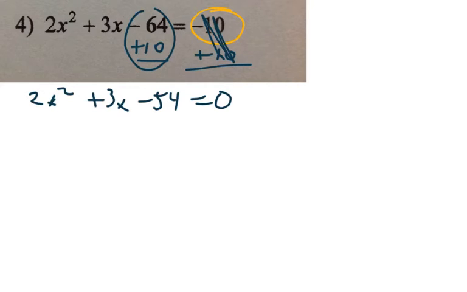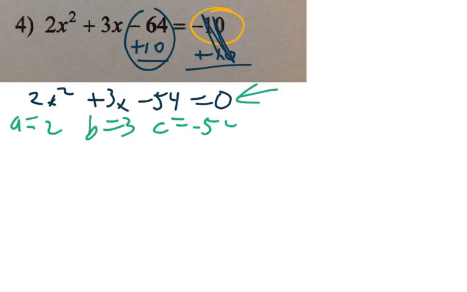So now that we have it equal to 0, we know our a is 2, because the number with the x squared is always your a. The b is 3, because the x number is 3. b is always the x number. And c is negative 54.